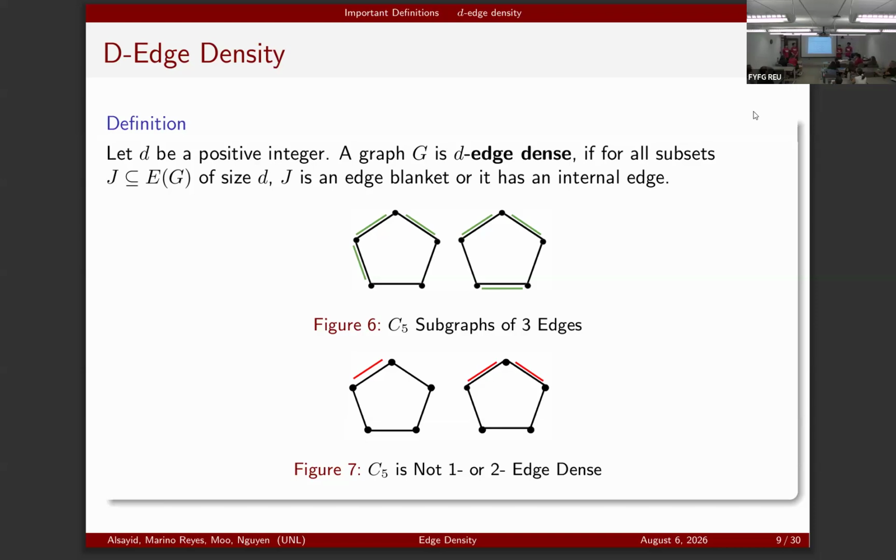Now, before we continue on, does anyone have any questions about edge blankets, internal edges, or the edge density? No? Perfect.